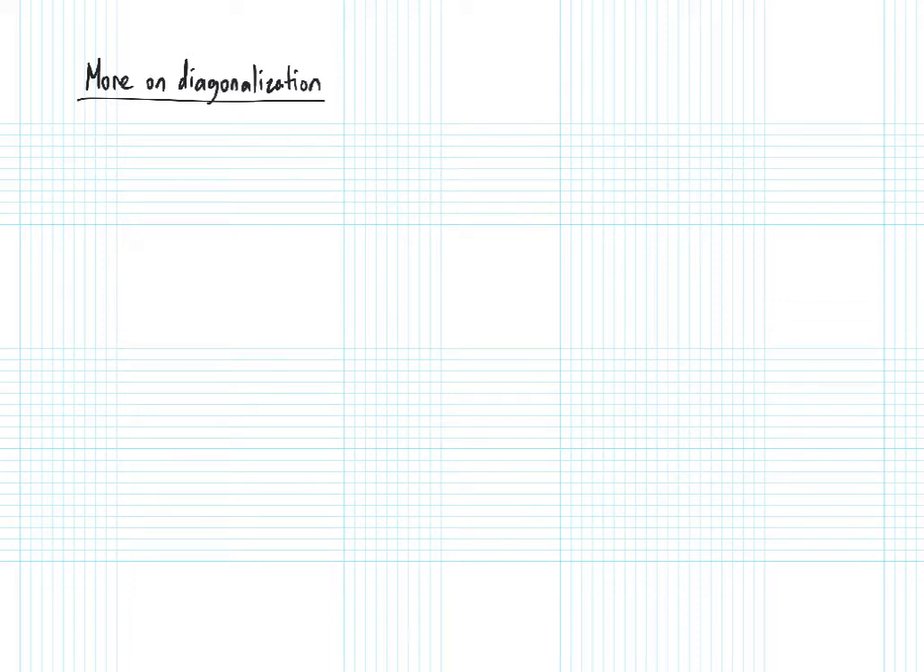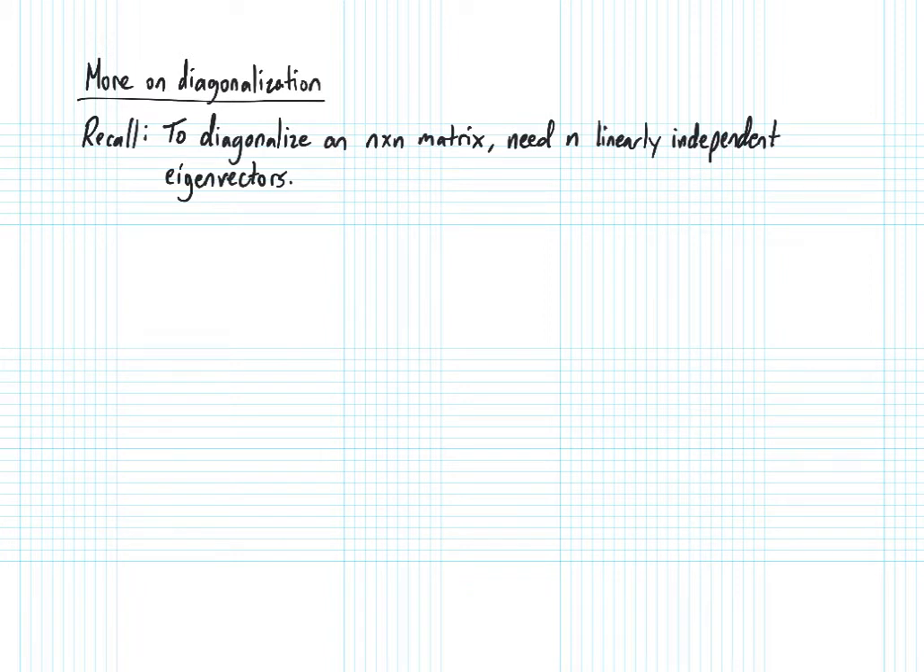Hi everyone. So let's talk a little bit more about diagonalization. So first of all, remember that to diagonalize an n by n matrix, you need n linearly independent eigenvectors for that matrix. Those vectors will form the columns of the matrix P that you'll use to diagonalize.